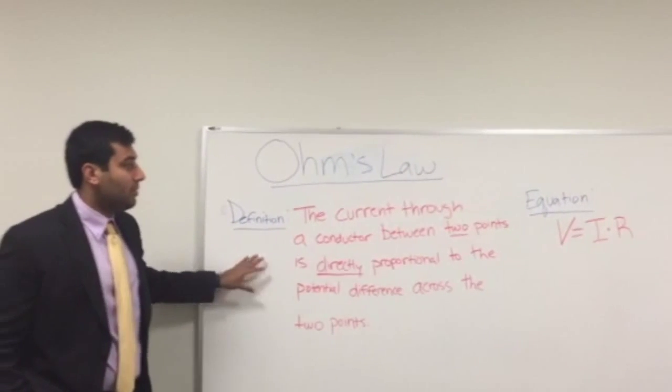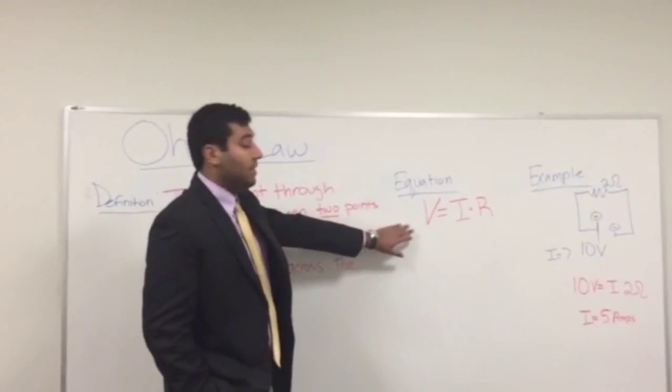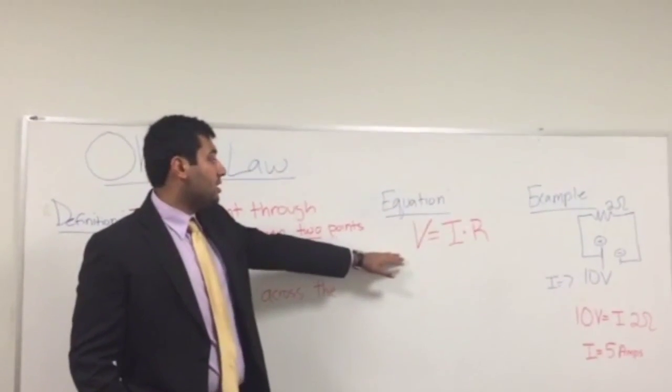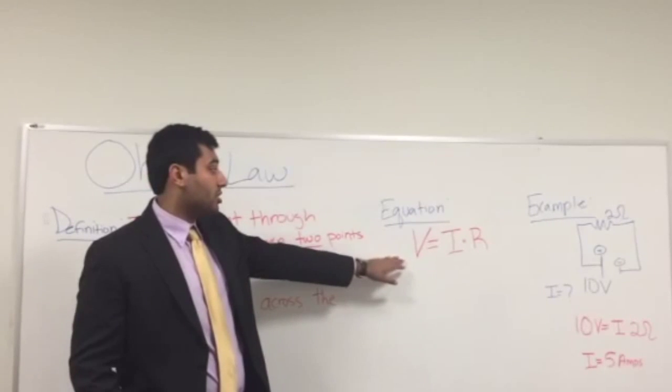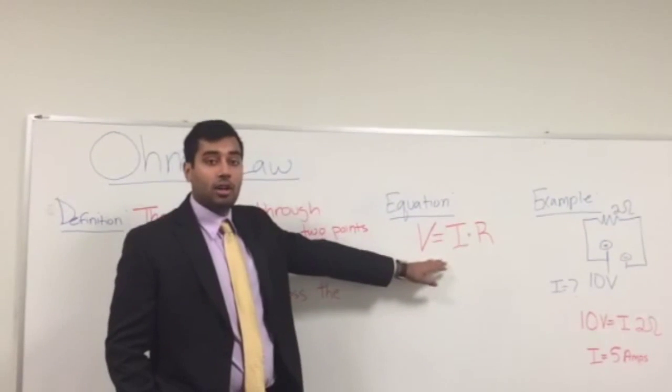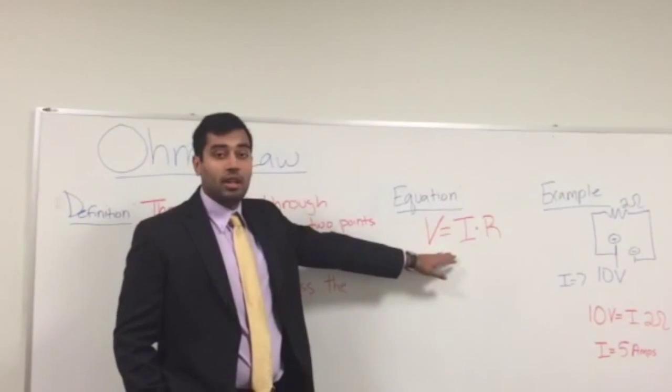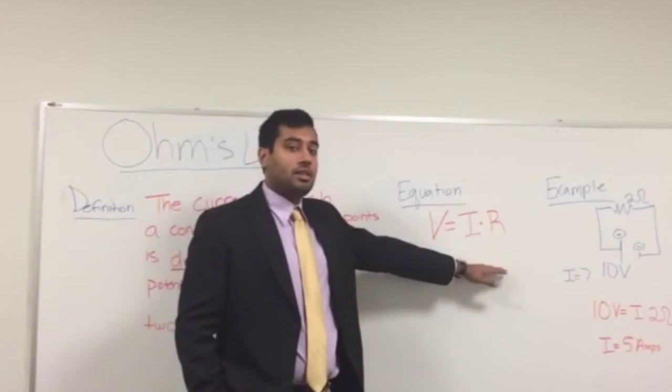So this definition can be visualized as this equation, V equals IR. V is the potential difference across the conductor measured in volts. I is the current flowing through the conductor measured in amps, and R is the resistance of the conductor measured in ohms.